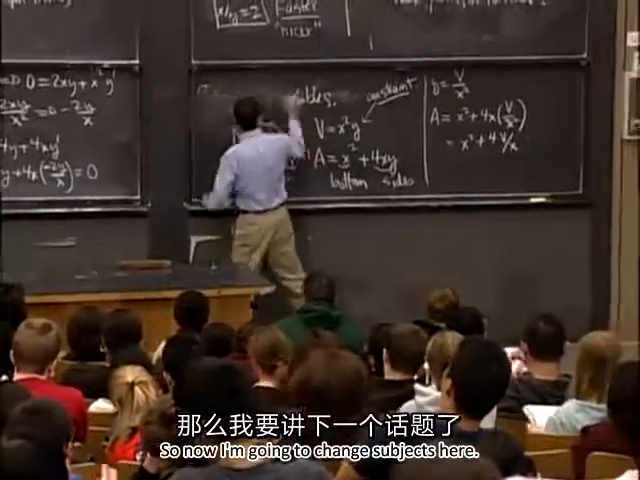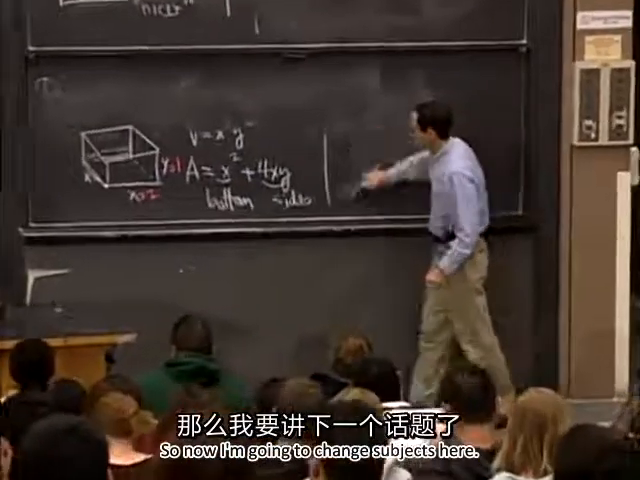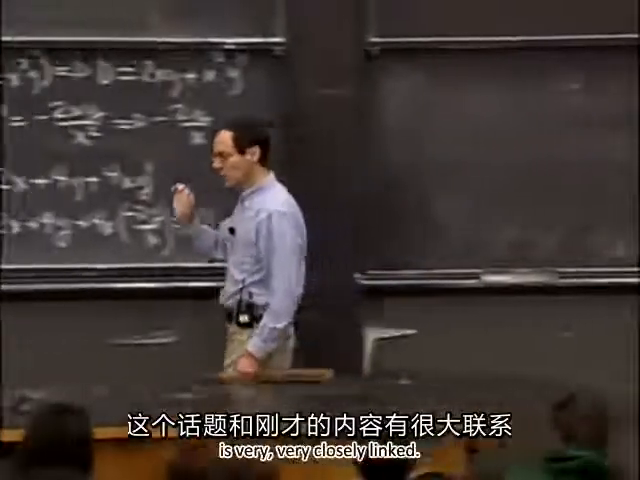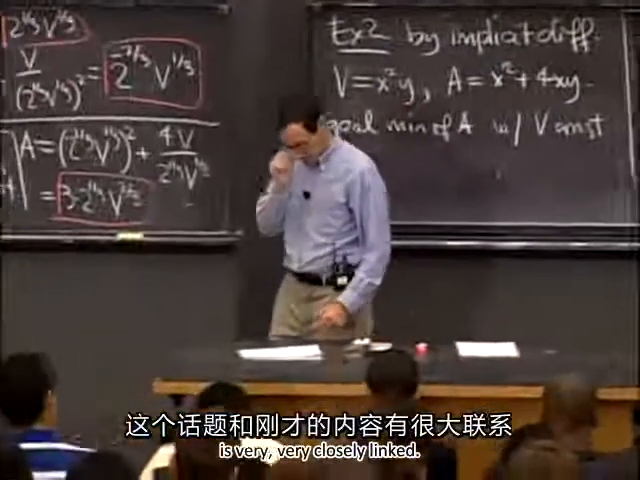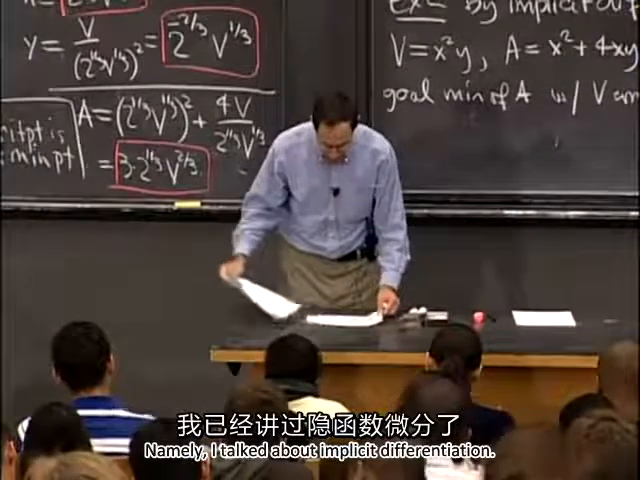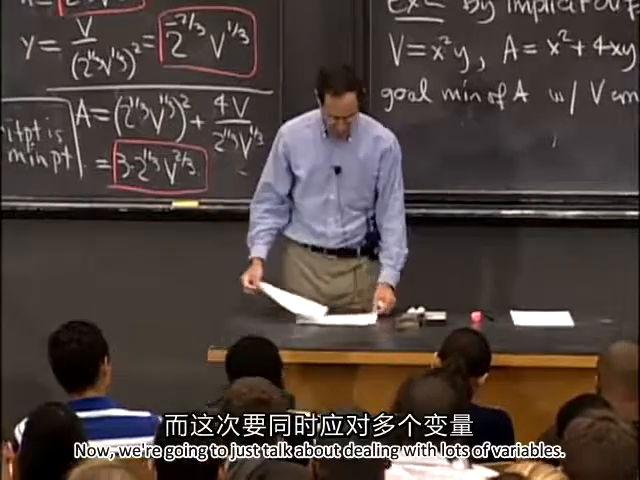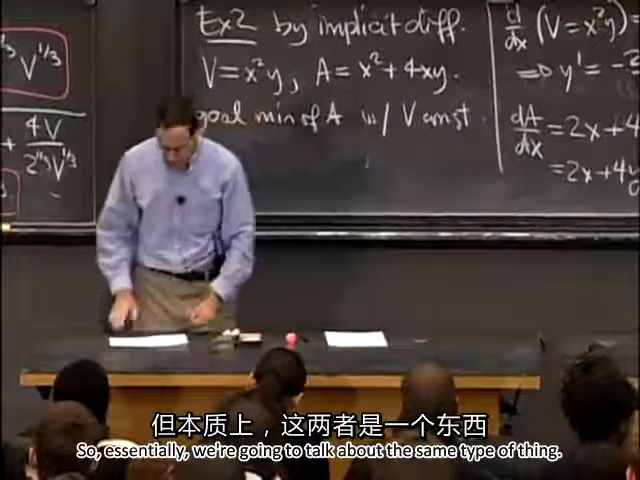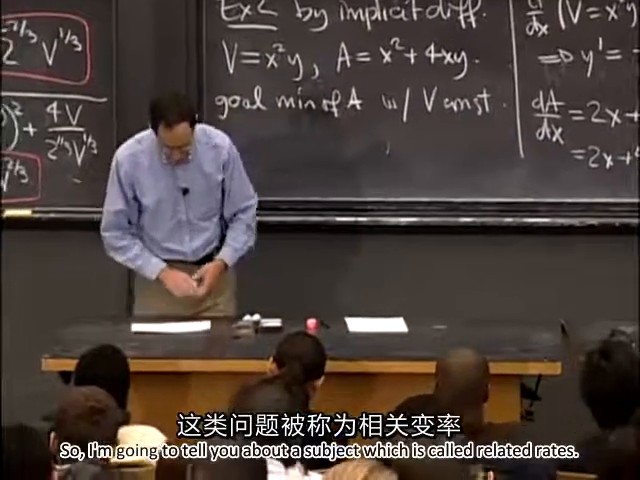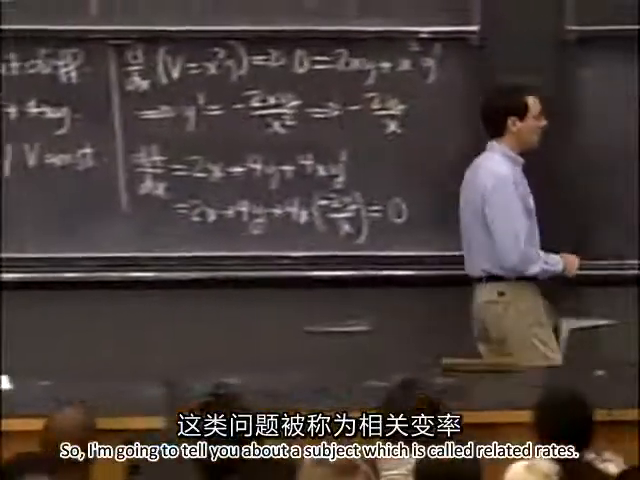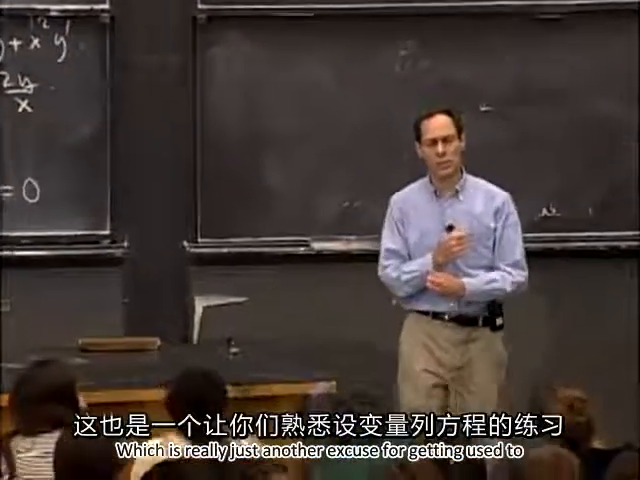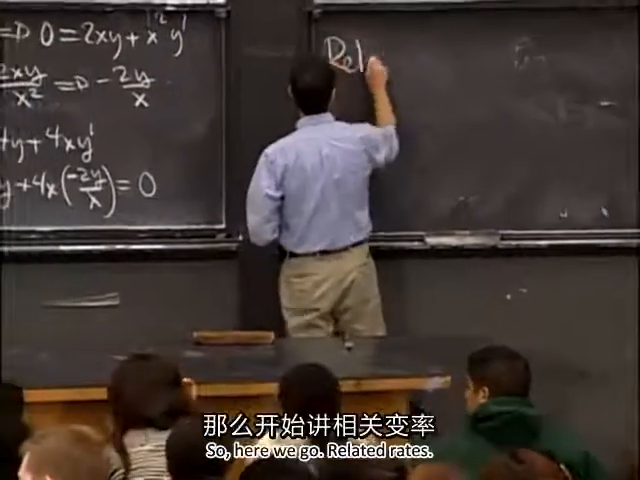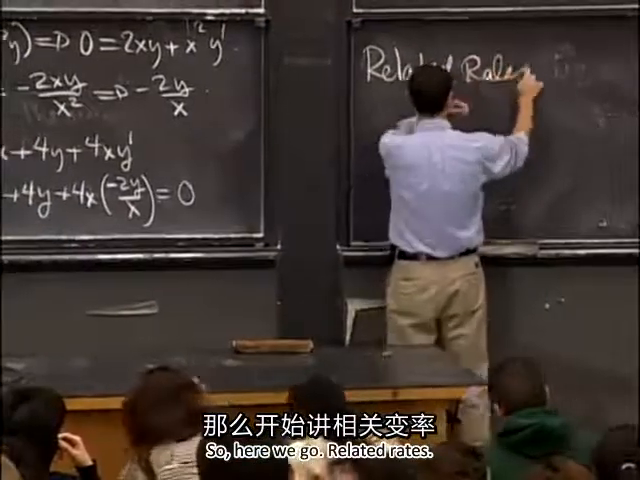So now I'm going to change subjects here. But the subject that I'm going to talk about next is very, very closely linked. Namely, I talked about implicit differentiation. Now we're going to just talk about dealing with lots of variables and rates of change. So essentially, we're going to talk about the same type of thing. So I'm going to tell you about a subject which is called related rates, which is really just another excuse for getting you used to setting up variables and equations. So here we go, related rates.